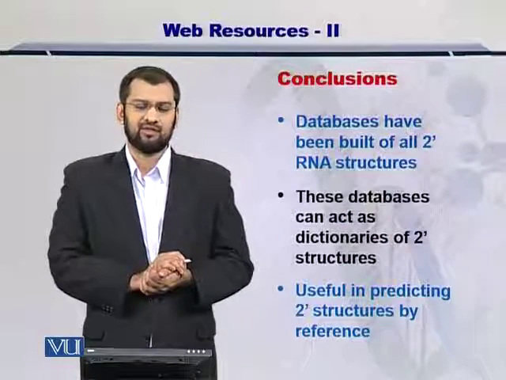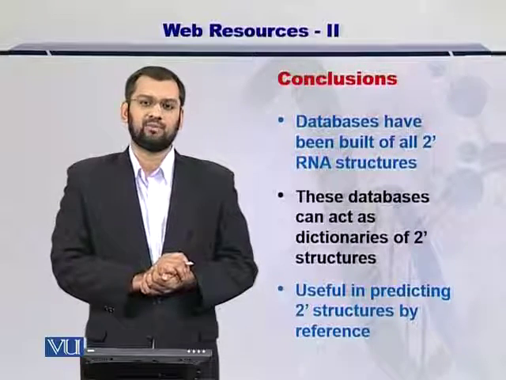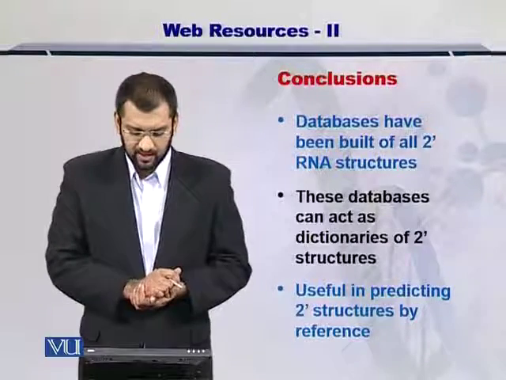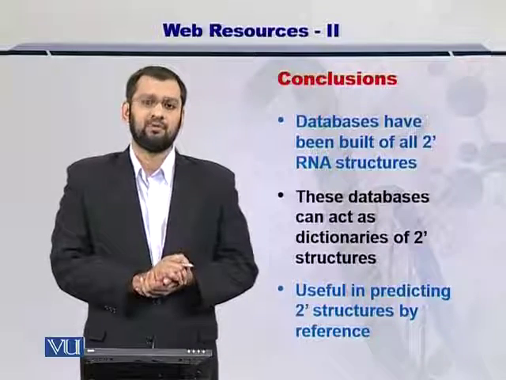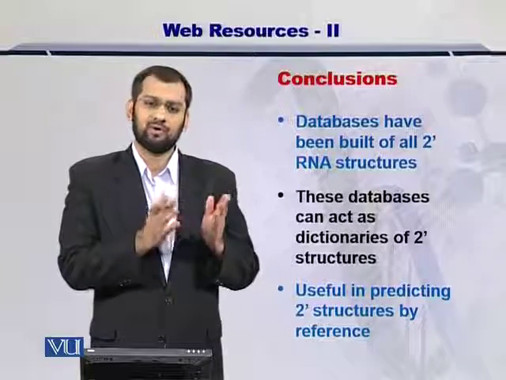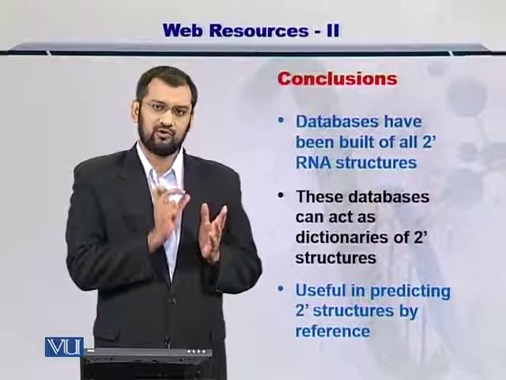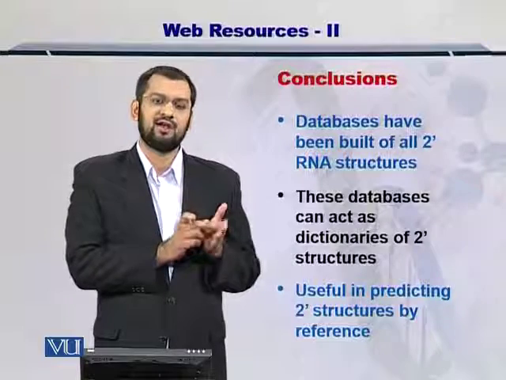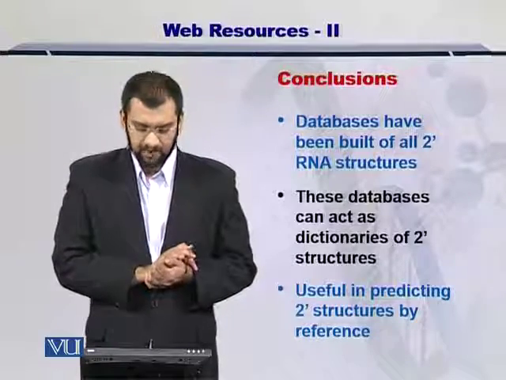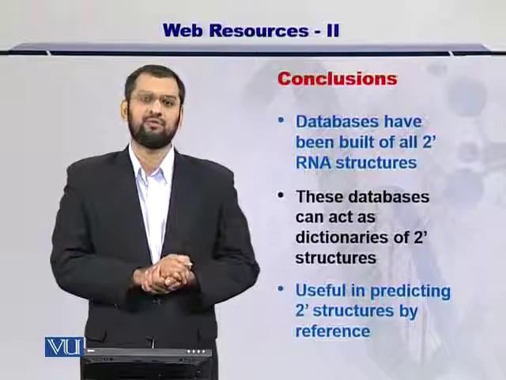People have also built databases, as I just mentioned, from these reported RNA secondary structures, and you can plug them into your algorithms and arrive at better predictions. These databases can essentially help you by acting as dictionaries. So these dictionaries contain all the possible structures that are reported, and therefore you can look up the portions of your RNA sequence in these dictionaries and see if there is already a known secondary structure reported for them. And this can be extremely useful as a reference in your secondary structure prediction for RNA molecules.